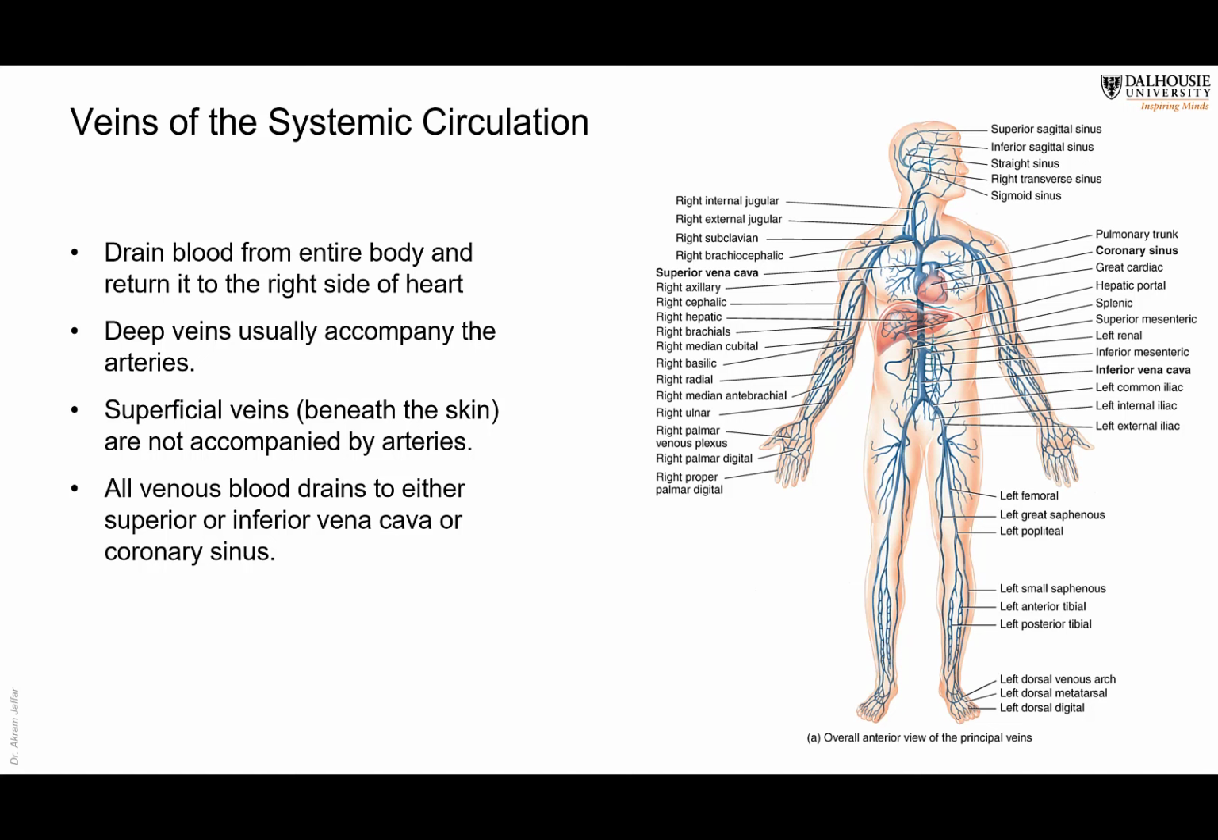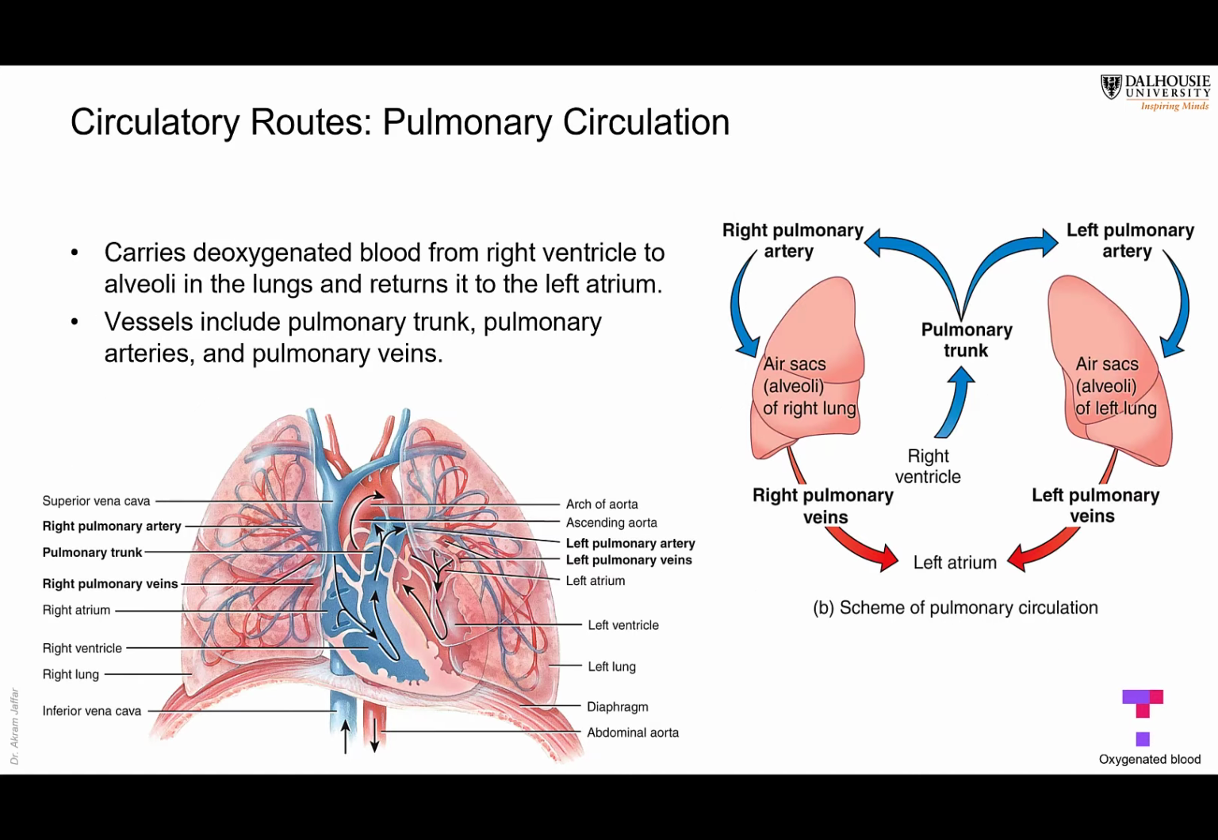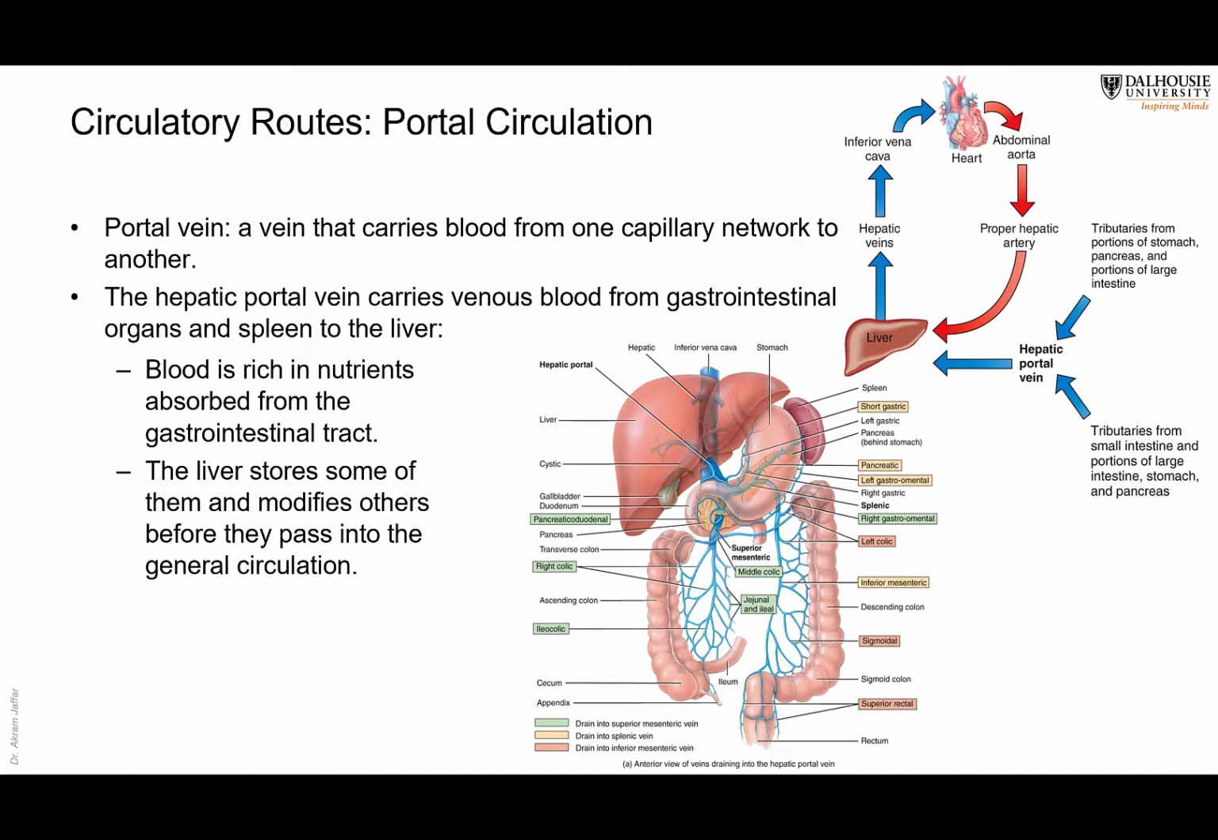The veins, they drain blood back to the heart, as we mentioned. I'm not going to go into these details. I probably mentioned all of them. There are superficial and deep veins. Also, the pulmonary circulation, I went through the details of the pulmonary circulation last time. And here I want to stop to mention the portal circulation.